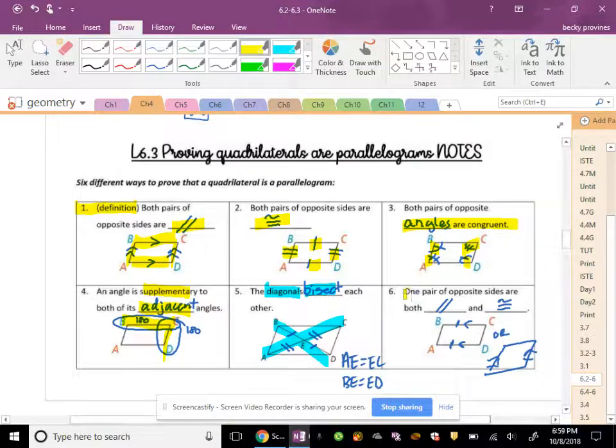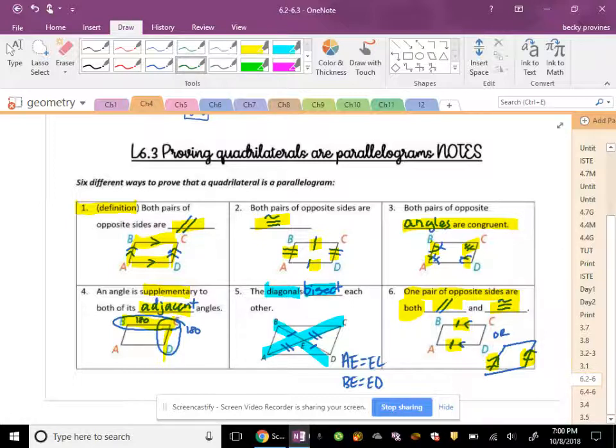This one says 1 pair of opposite sides are both, keyword both, parallel and congruent. So the same side has to have parallel and congruent. Like they're buddies. They have to be together. You do not want to split them apart. Now, of course, it can be rotated so the left and right have the 2 parts.